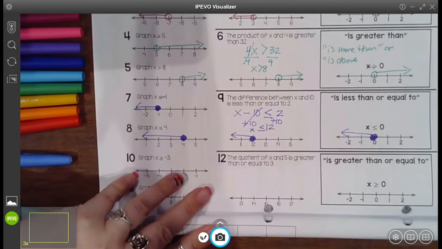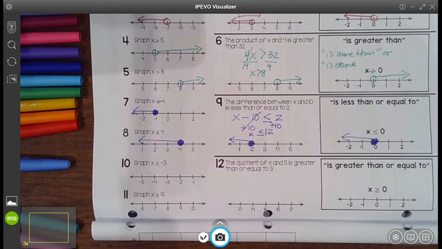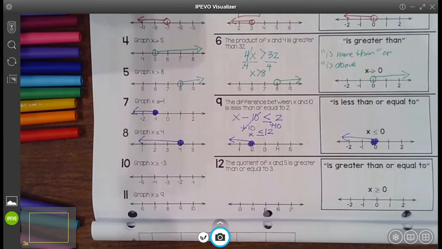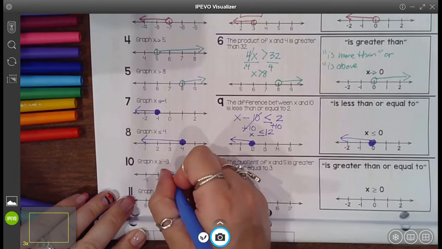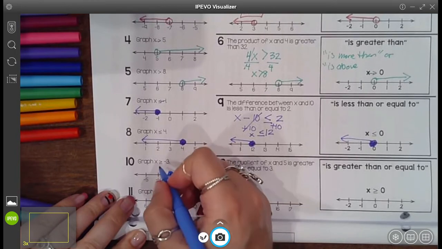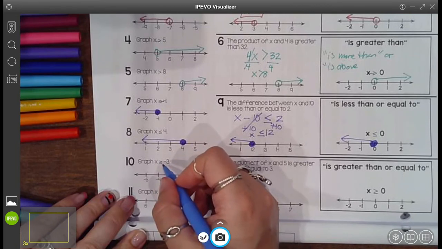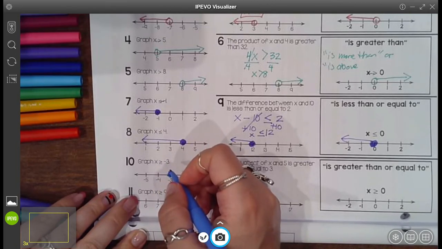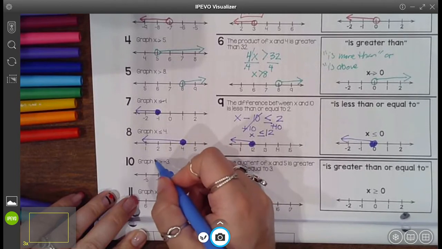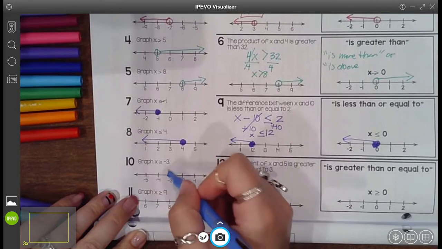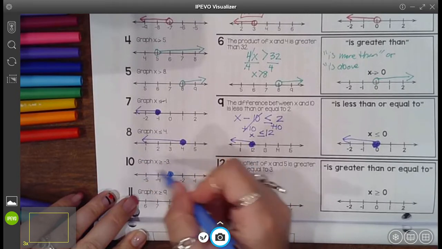Okay, and finally for our bottom ones, it says graph x is greater than or equal to -3. So at -3, I'm going to draw a closed circle because it's including that point. It's or equal to. And then the value is greater than. If you're stumbling on how did she know it was greater than or how did she know it was less than, it's always focusing on your variable, right? Because this is representing this number plus all the other possibilities in either direction.